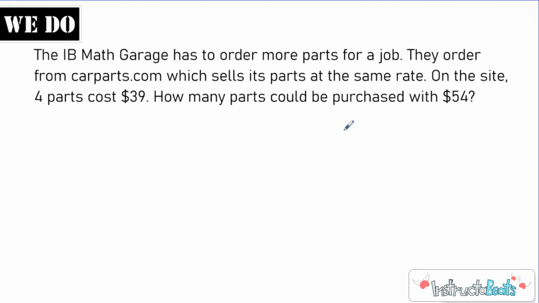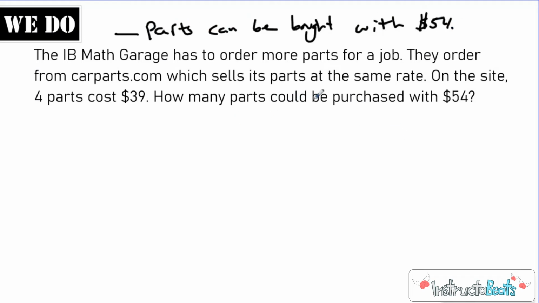So this time, they're giving you the money that you're going to spend and asking for how many parts, whereas for the last question, they gave you the amount of parts and wanted to know the money. So my statement should say, blank parts can be purchased with $54. The important parts are that it's the same rate, and it costs 4 parts for $39. And you want to spend $54.